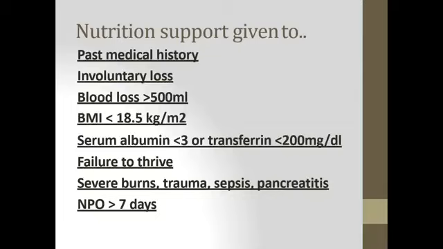So the nutritional indications are when there is a past medical history, when there is involuntary weight loss of more than 10% of the body weight, and body mass index is less than 18.5, and serum albumin level and transferrin level are low, and failure to thrive, if there is a severe bone trauma, sepsis and pancreatitis, and if the patient is NPO for more than 7 days. These are the indications for nutritional support.